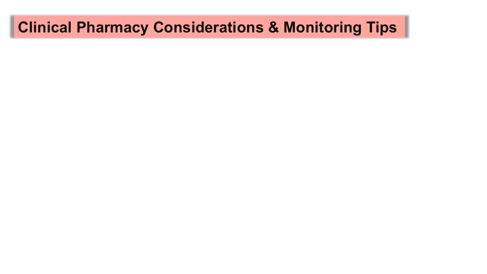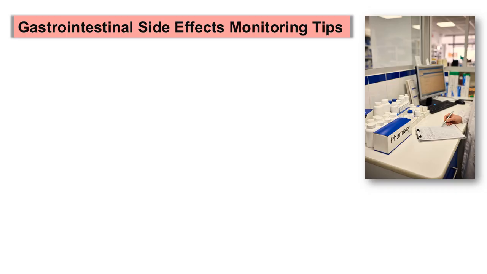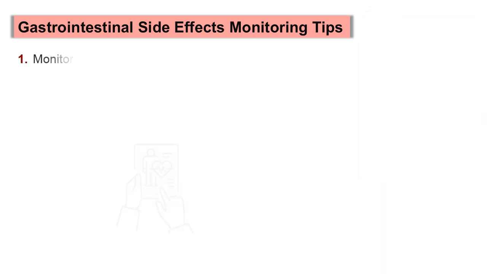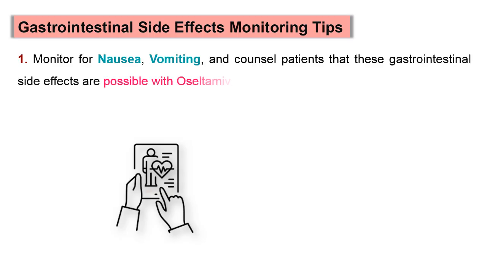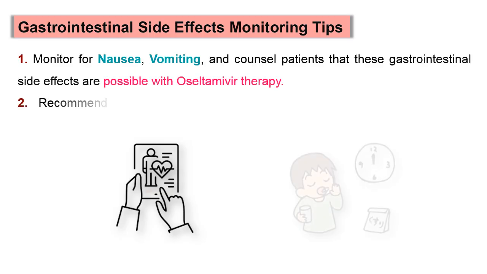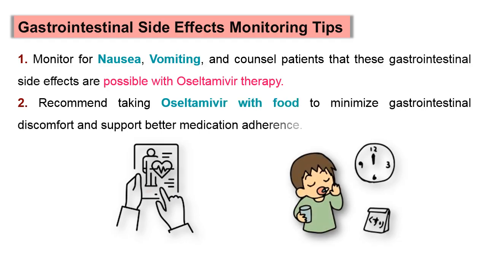With these key side effects in mind, let's move into the clinical pharmacy considerations and monitoring strategies for each category. Starting with the gastrointestinal side effects, here are monitoring points to ensure safer use of Oseltamivir. 1. Monitor for nausea, vomiting, and counsel patients that these gastrointestinal side effects are possible with Oseltamivir therapy. 2. Recommend taking Oseltamivir with food to minimize gastrointestinal discomfort and support better medication adherence.